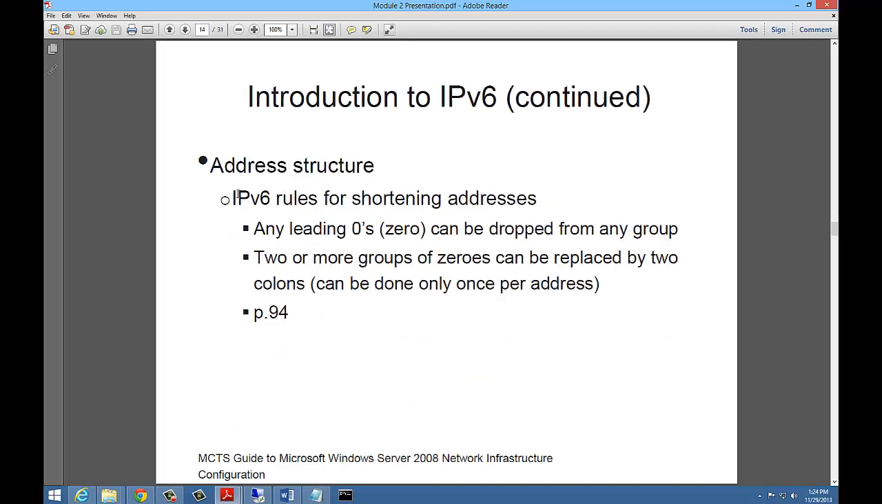The address structure, because IP version 6 has such a long string, 128 bits, you need some way of shortening those addresses so they're easier to plug in instead of having to type out all those different characters. Now, IP version 6 is hexadecimal, which makes it even more complicated, and they're grouped into two numbers separated by colons. You can learn more on page 94 in our book.